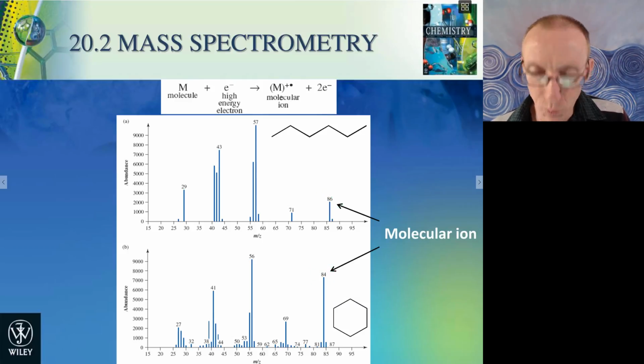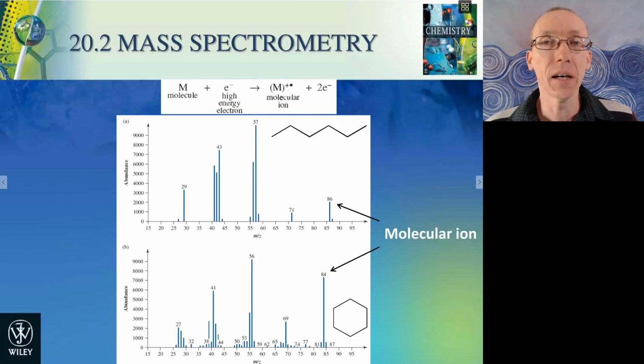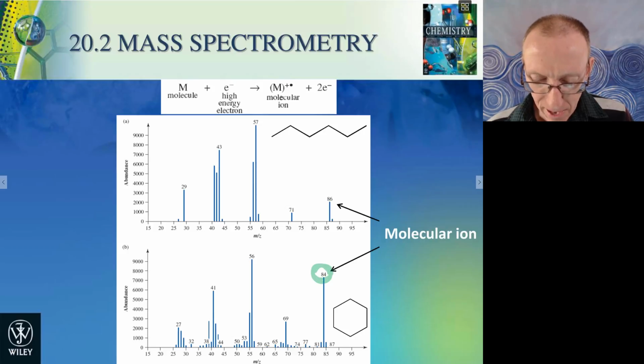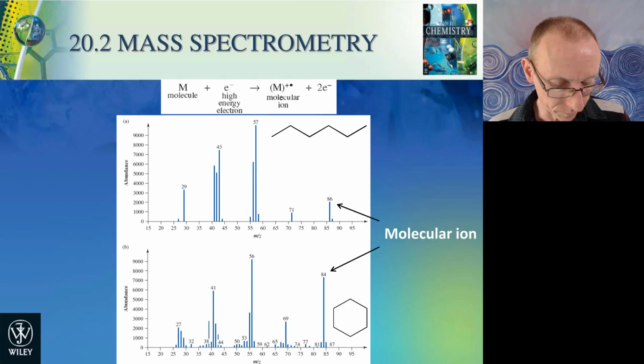Similarly, if we had a molecule with the structure of hexene, we would have a mass of 84 in that case as well. So we can get some information about the structure of these molecules.